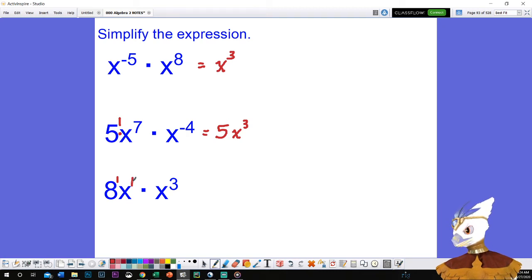This one, putting these 1s here will really save you, because a lot of people, if they didn't put the 1 there, would have said it was 8x to the third power, but we know that 1 plus 3 is actually 4.